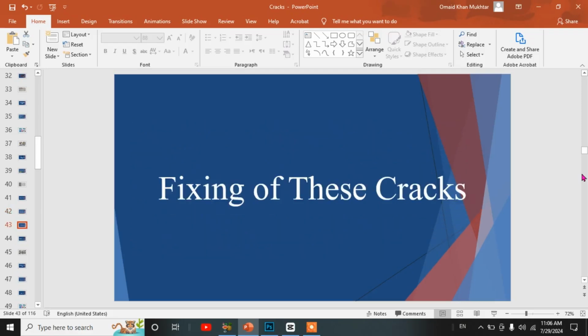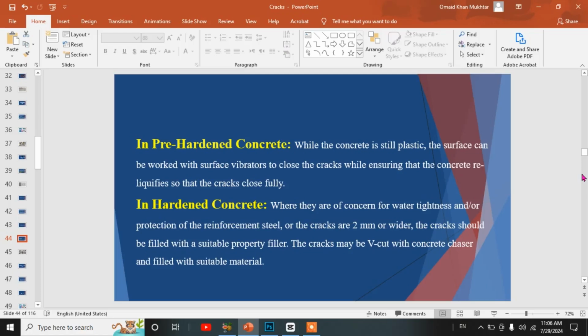Fixing of these cracks. In pre-hardened concrete, while the concrete is still plastic, the surface can be worked with surface vibrators to close the cracks while ensuring that the concrete reliquefies so that the cracks close fully. In hardened concrete, where they are of concern for water tightness and/or protection of the reinforcement steel, or the cracks are 2 mm or wider, the cracks should be filled with a suitable proprietary filler. The cracks may be V-cut with a concrete chaser and filled with suitable material.